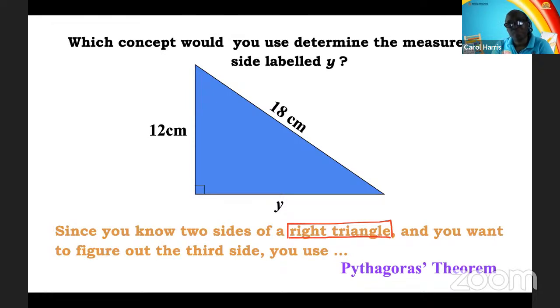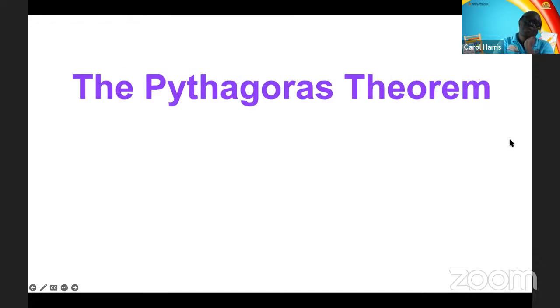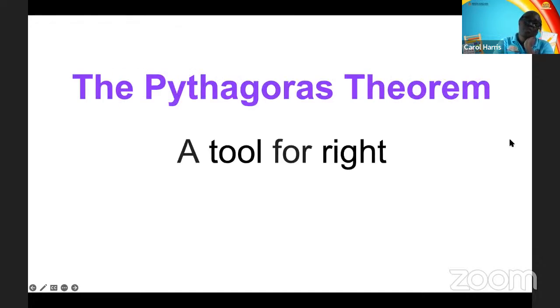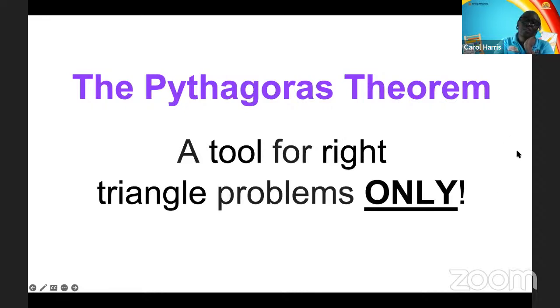Okay, miss. All right. So I know two lengths of a right triangle and I need to find a third, then I would just use the Pythagoras theorem. So just to recap, the Pythagorean theorem is a tool for right triangles. I cannot use it for a triangle that is not a right triangle. It's only for right triangles, okay?